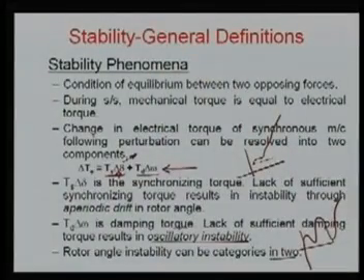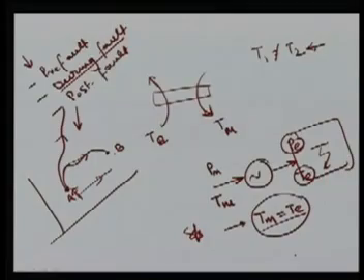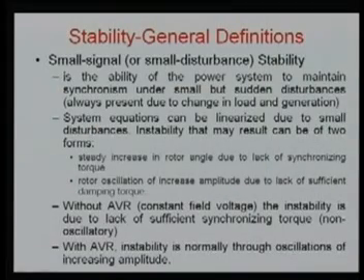So, rotor angle instability can be categorized into two types based on large or small disturbance: small signal stability, or we will see transient stability. One is small signal stability. Basically, in this we analyze with small disturbances. A small disturbance is nothing but a change in your load and a change in generation.